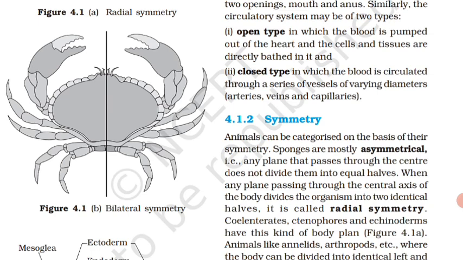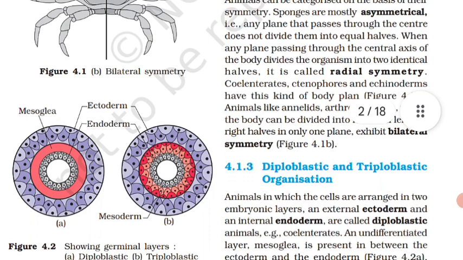Now we are going to read the symmetry. Animals can be categorized on the basis of their symmetry. Sponges are mostly asymmetrical, that is, any plane that passes through the center does not divide them into equal halves. When any plane passing through the central axis of the body divides the organism into two identical halves, it is called radial symmetry.